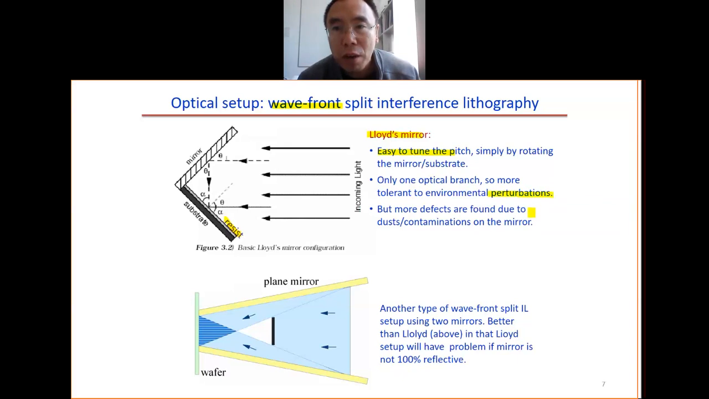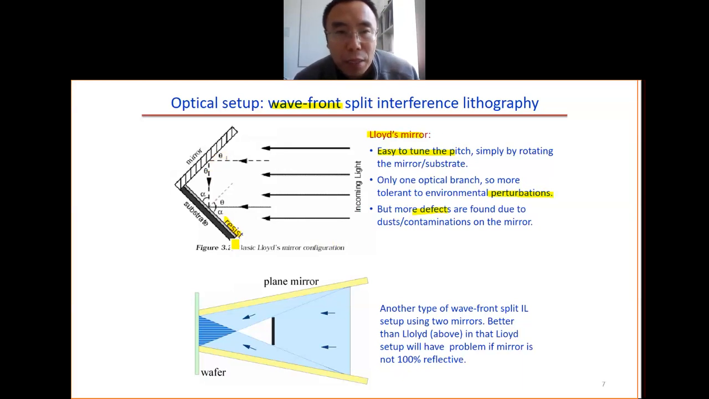This is the noise of vibration. It is more tolerant to noise of vibration, because if there is vibration, everything will vibrate at the same time. So then it will be less of a problem. There may be some defect. If there is some dust particle on the mirror, there will be some defect.